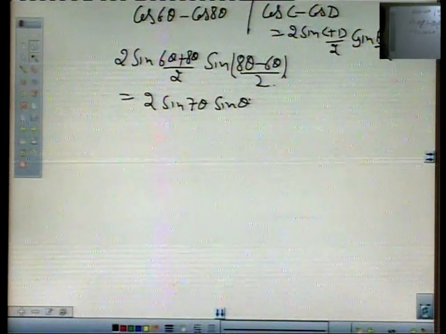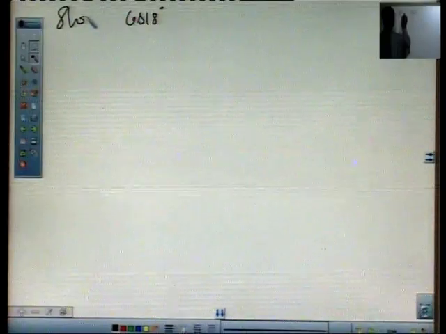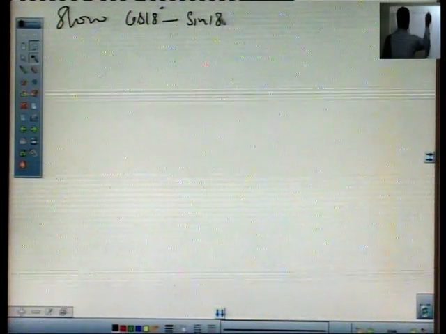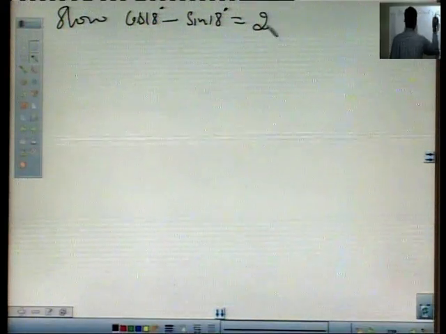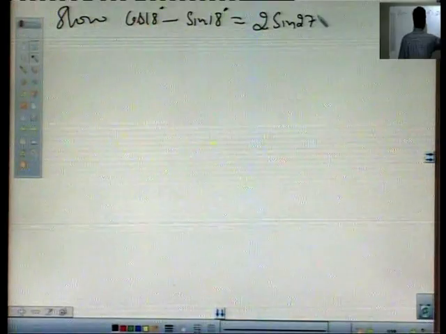Let's try another example. Show that cos of 18 degree minus sine of 18 degree is equal to 2 times sine of 27 degree.